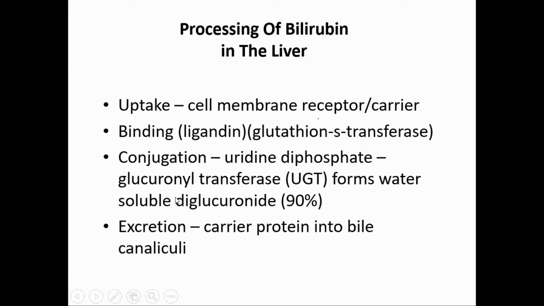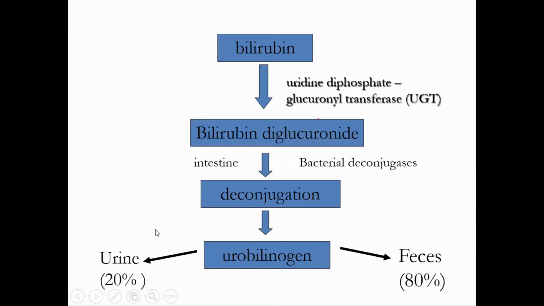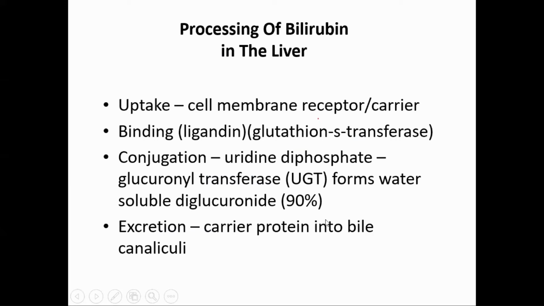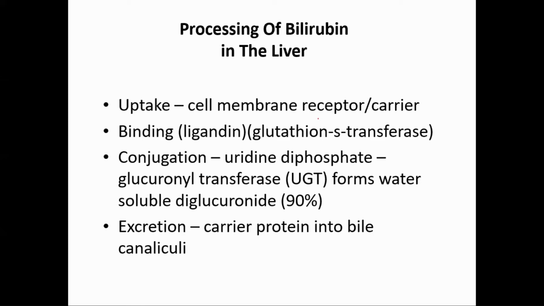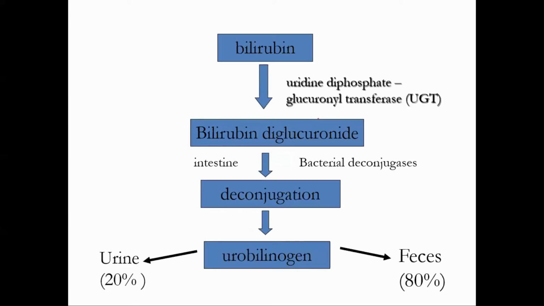After that, the third stage is excretion. From inside the cell, it has come to the bile ductules, and with the carrier protein, it enters the bile canaliculi. So this unconjugated bilirubin circulating in the blood is first taken up by hepatocytes, then it is conjugated, and then it is excreted in the bile canaliculi. And this is the step: bilirubin, uridine diphosphate glucuronyl transferase. This enzyme helps combine it with glucuronic acid, so bilirubin diglucuronide forms.